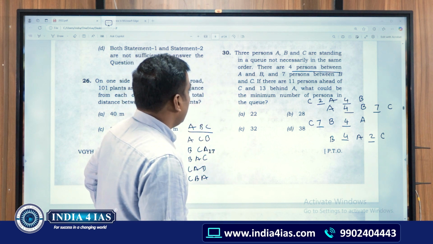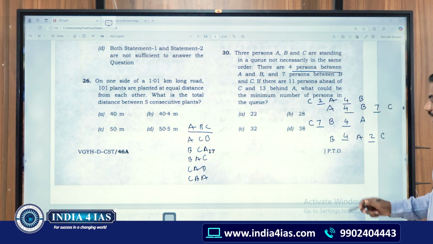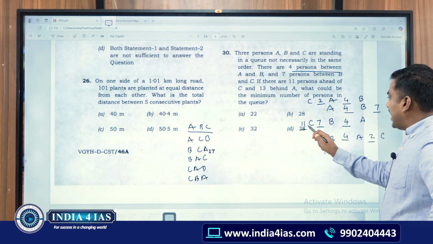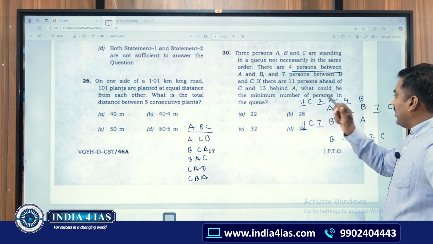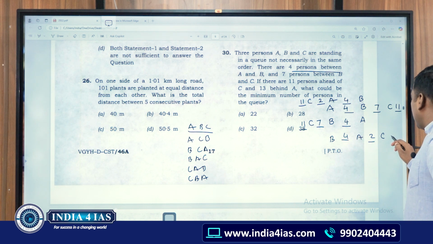Now, if there are 11 persons ahead of C, let's say C is here, in this case, there are 11 persons ahead of C. Here also 11 persons ahead of C. In this case, there are no 7 persons ahead of C. So, here you can write 11 persons. Then, here also you can write 11 persons.